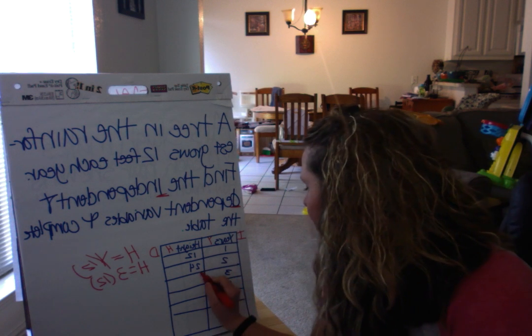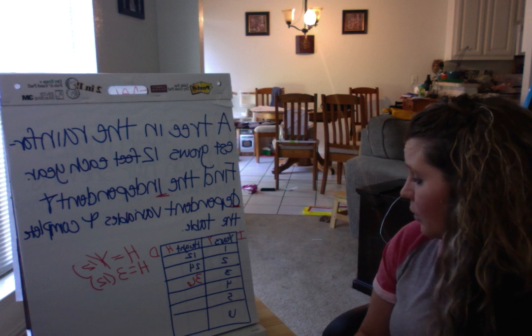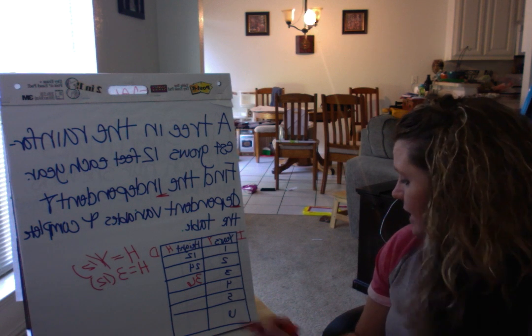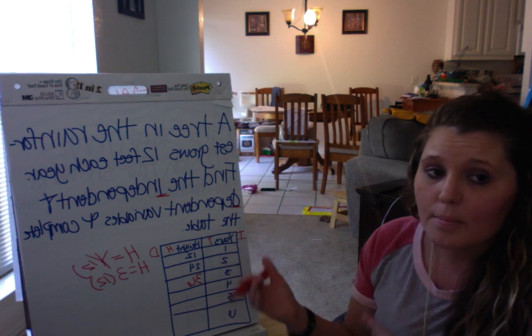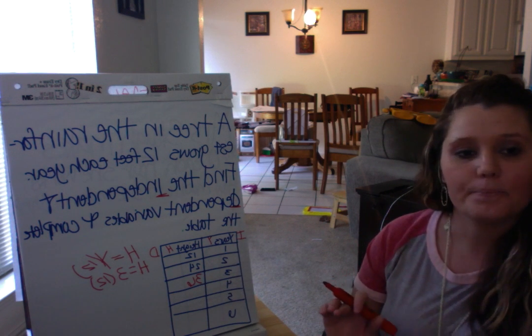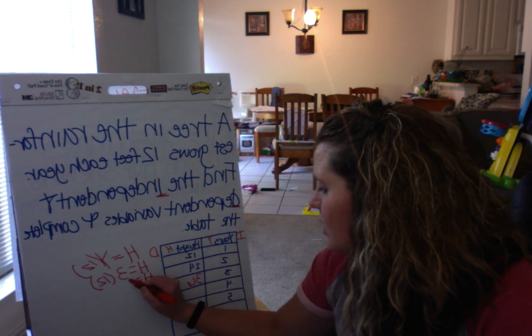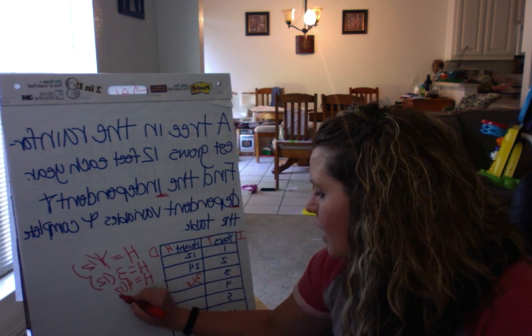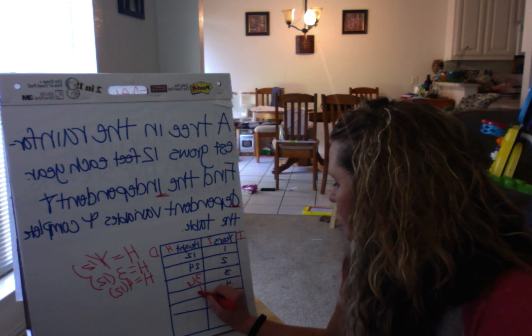36. Very good. Okay, very good. So now we still have to finish our table. We need to see how tall our tree is going to be in 4 years. So we just do the same thing, but instead of 3, we plug in a 4. Very good. And this is in our math sentence. H equals 4 times 12, which would be 48.